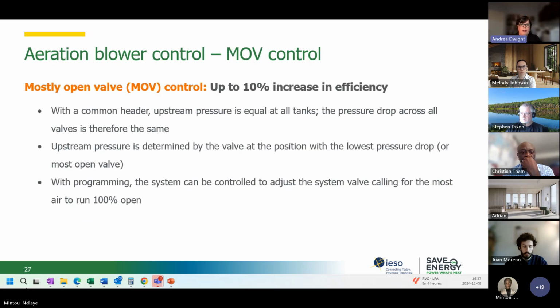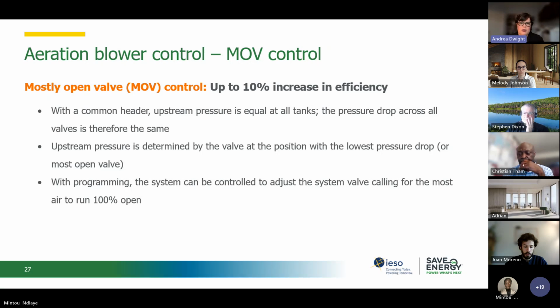So mostly open valve control, we need to remember that with a common header, the whole system has the same pressure drop across all the valves. And the more open a valve is, the lower the pressure drop is, which also creates a lower load on your motor.